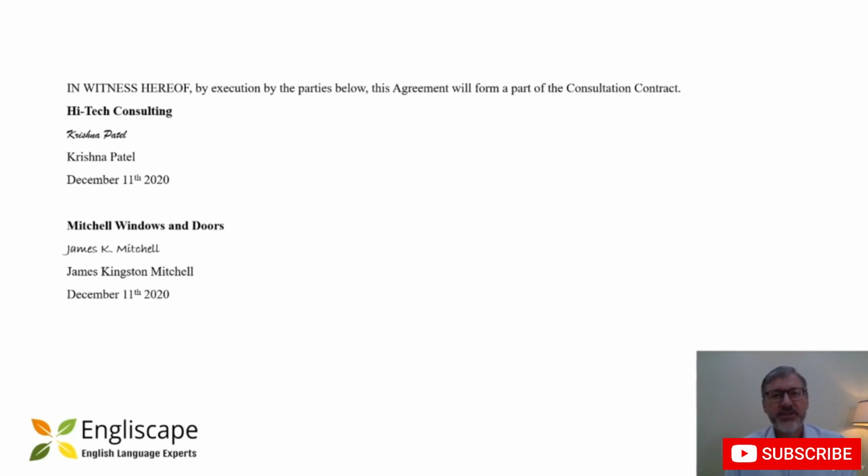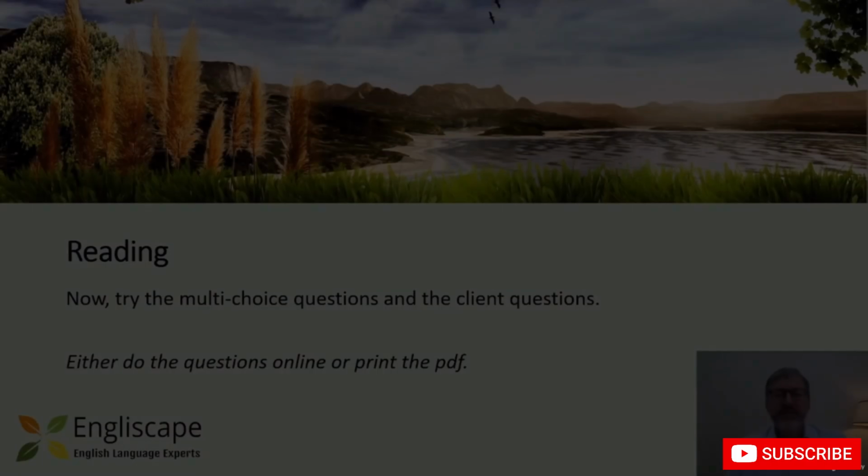Now, the witnesses section. In witness hereof of this contract, by execution by the parties below, this agreement shall form part of the consultation contract. High-Tech Consulting, Krishna Patel has signed and dated the contract 11th of December 2020. For Mitchell Windows and Doors, James K. Mitchell signs and dates the contract 11th of December 2020.